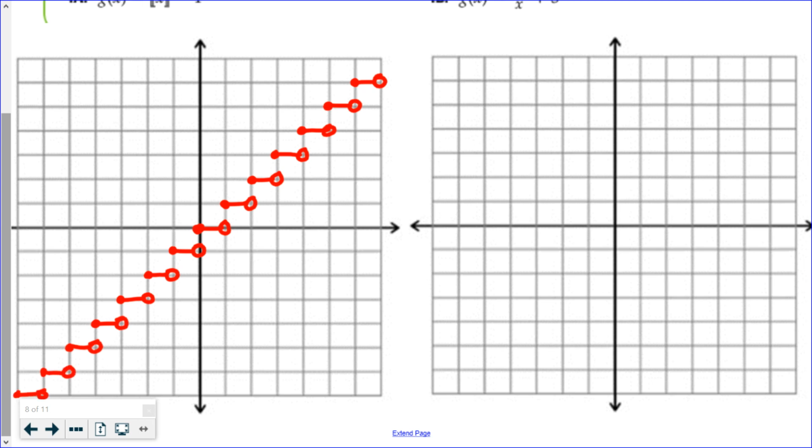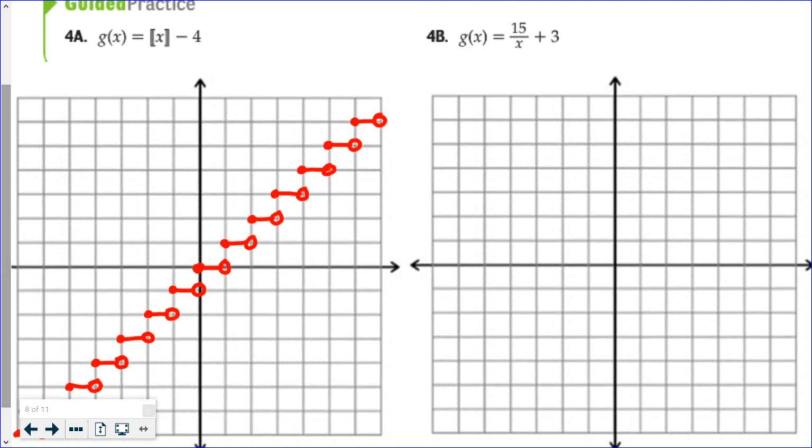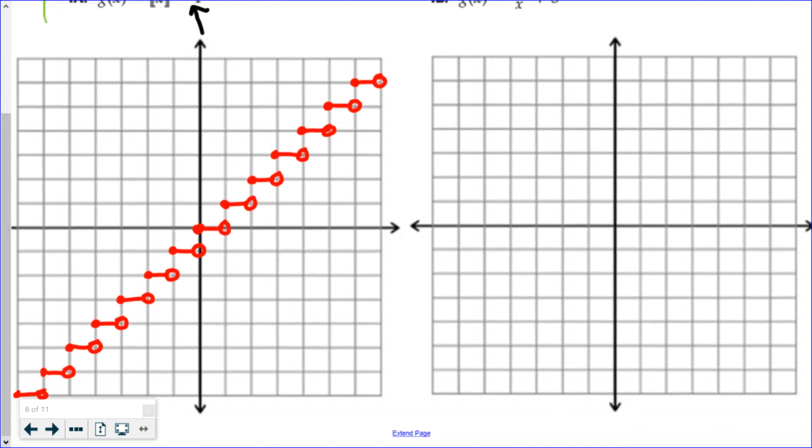So a little tedious to do, but there it is. And then if we look at our transformation, I've got one transformation happening. It's outside of my quote-unquote parentheses. It's not inside those little bracket symbols. So that means it's a vertical transformation, and it says -4, which means we're going to take our function and shift it down 4. This is a vertical shift down 4.